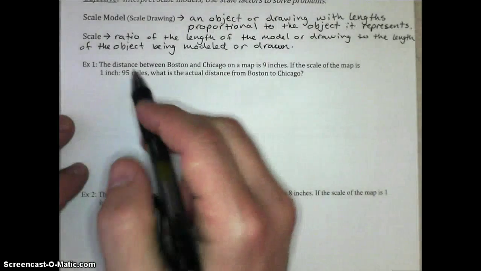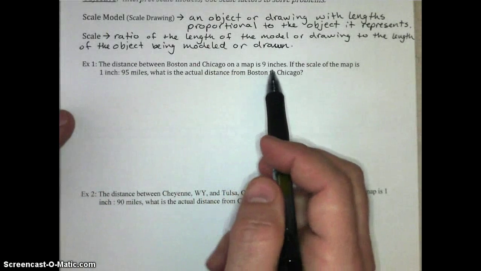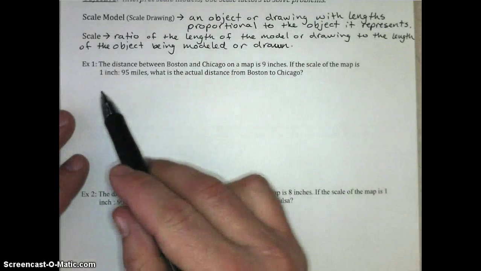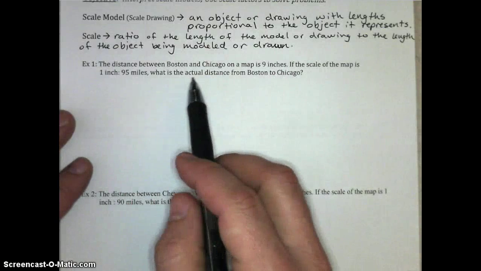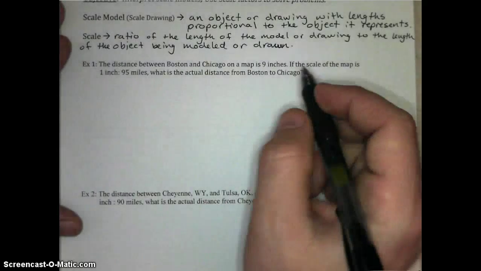In our first example, we are talking about the situation where the distance between Boston and Chicago on a map is 9 inches. If the scale of the map is 1 inch to every 95 miles, what is the actual distance from Boston to Chicago? And these are really easy to solve as long as we set up a proportion.